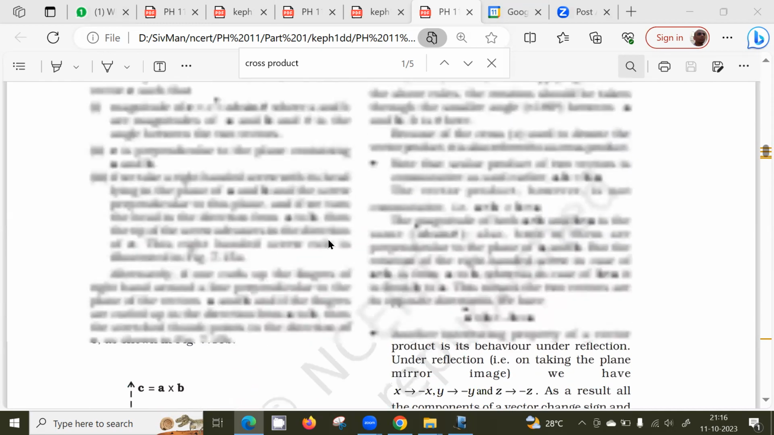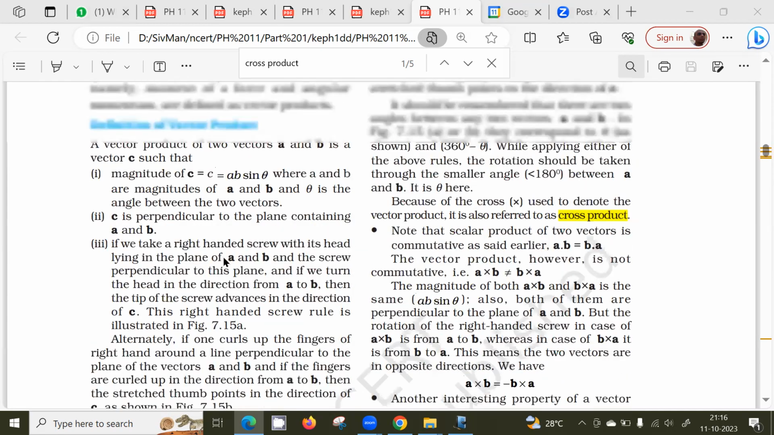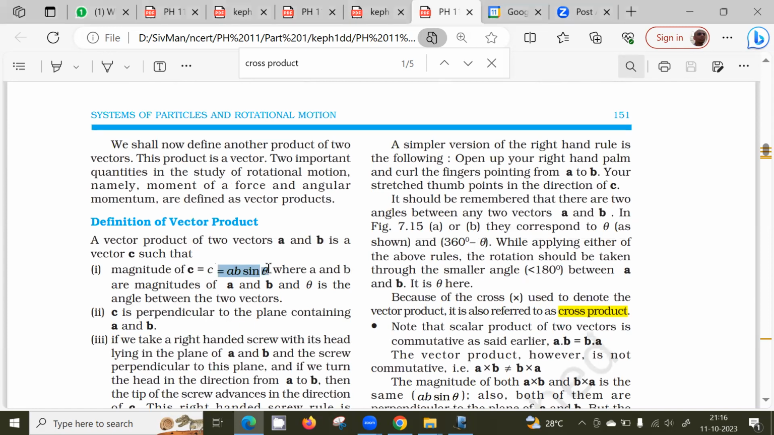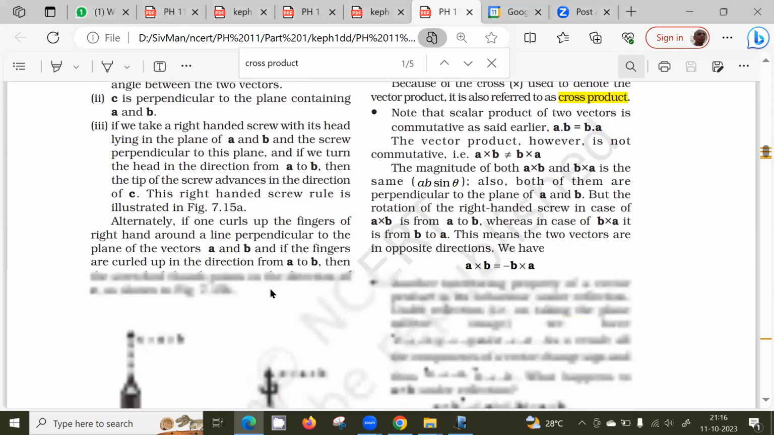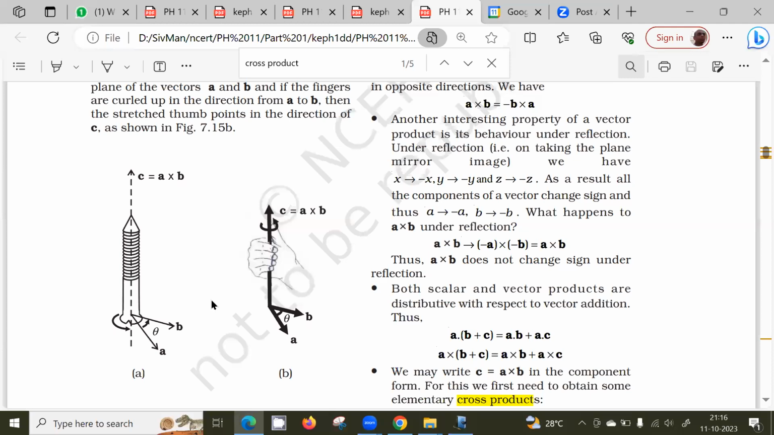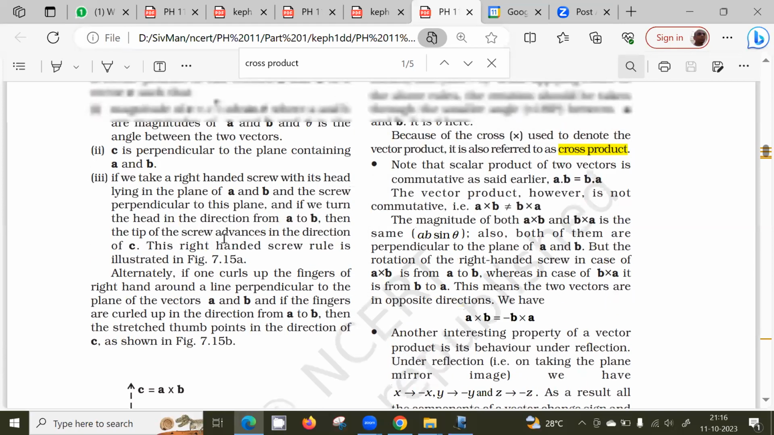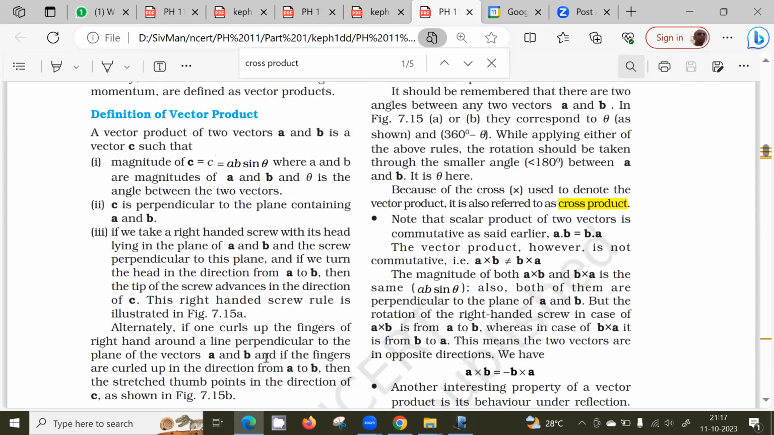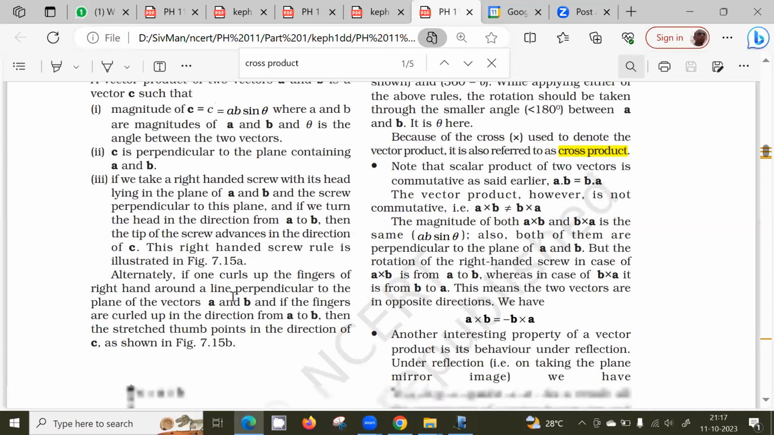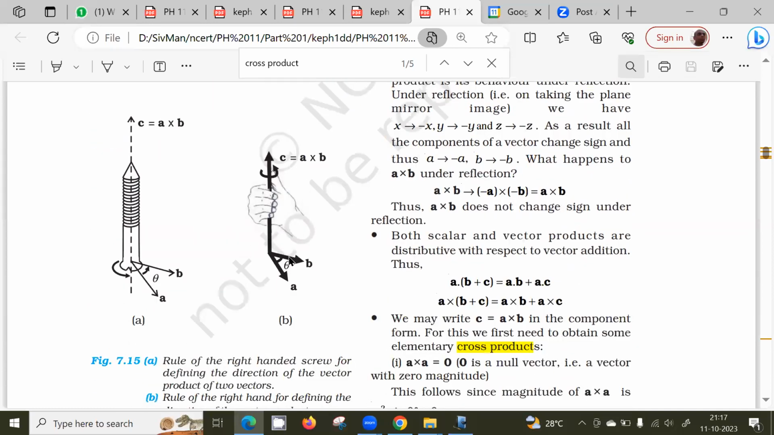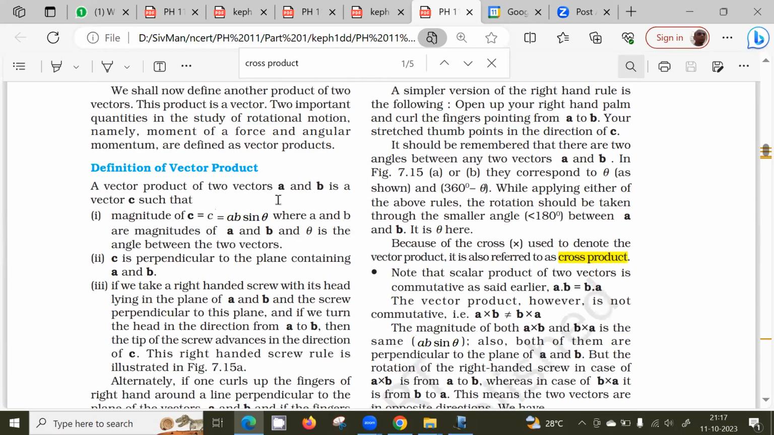So A cross B is defined as AB sin theta, and the direction is given by this thumb rule. Like A dot B is defined as A into B into cos theta, cross product A cross B is defined as A into B into sin theta. So the dot product will be 0 when they are perpendicular. Cross product will be 0 when they are parallel or anti-parallel, because anti-parallel means it's 180 degrees, and sin 180 is also 0.